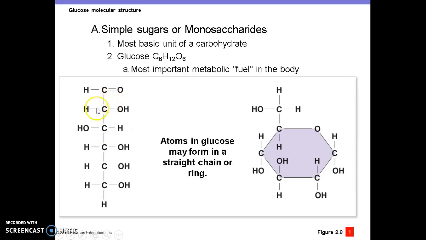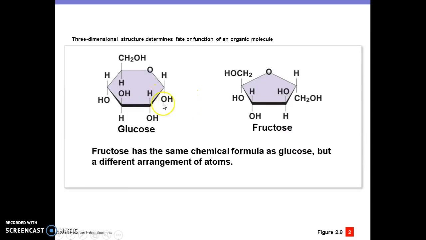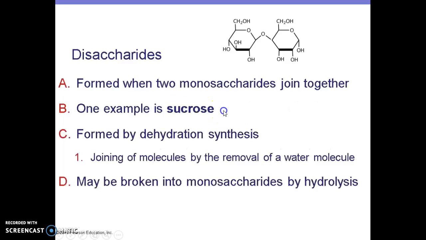You don't need to know these structural formulas at all. You don't need to be able to draw this. But this is an example of a simple sugar. Glucose, C6H12O6, is the most important metabolic fuel in the body, blood sugar. Fructose is similar. It's C6H12O6 as well, but it has a different arrangement.